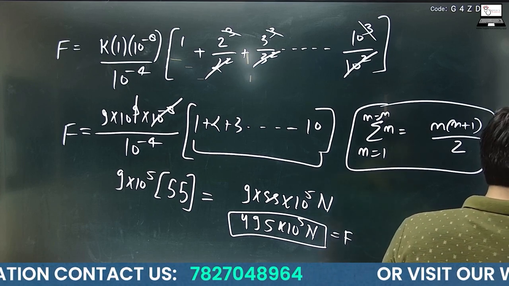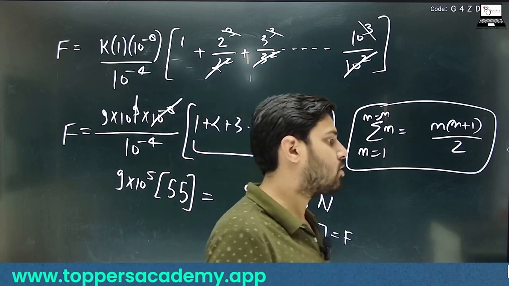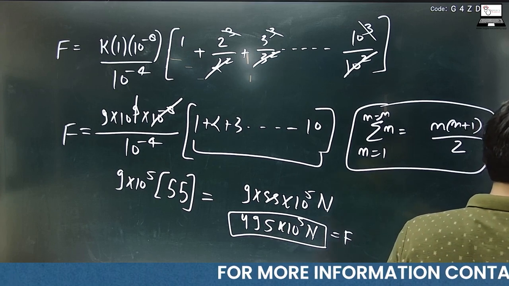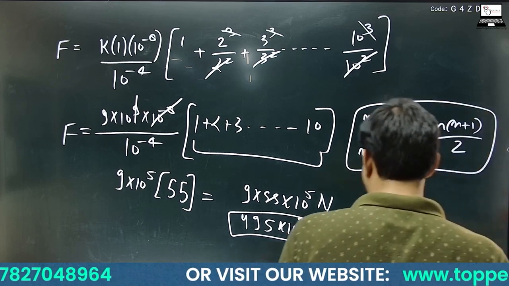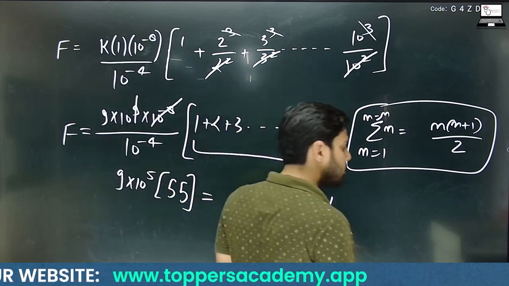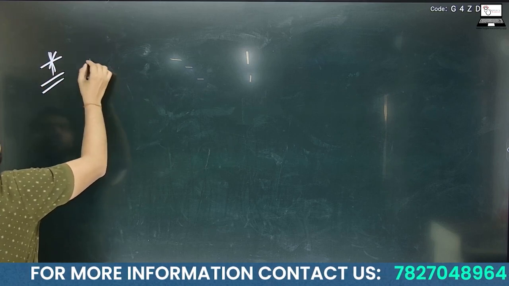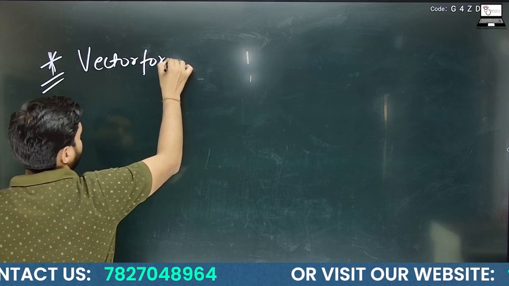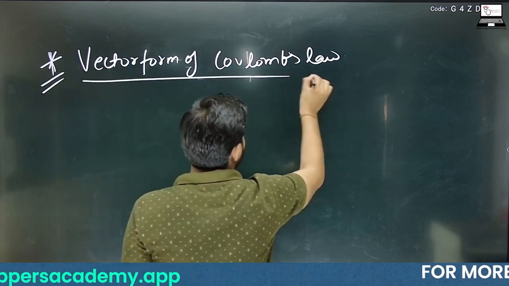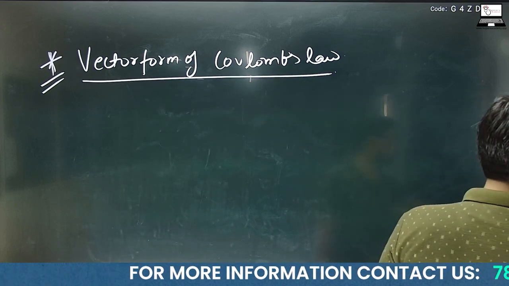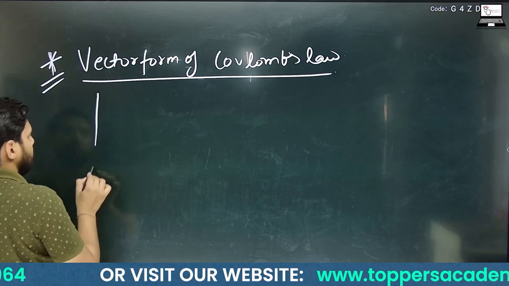All right, we are not taking too many hard questions. Let us talk about the vector form of Coulomb's law. Clear? You have got this? Now we will be talking about the vector form of Coulomb's law. In the vector form of Coulomb's law, it will be a little bit complicated, but with time you will understand.